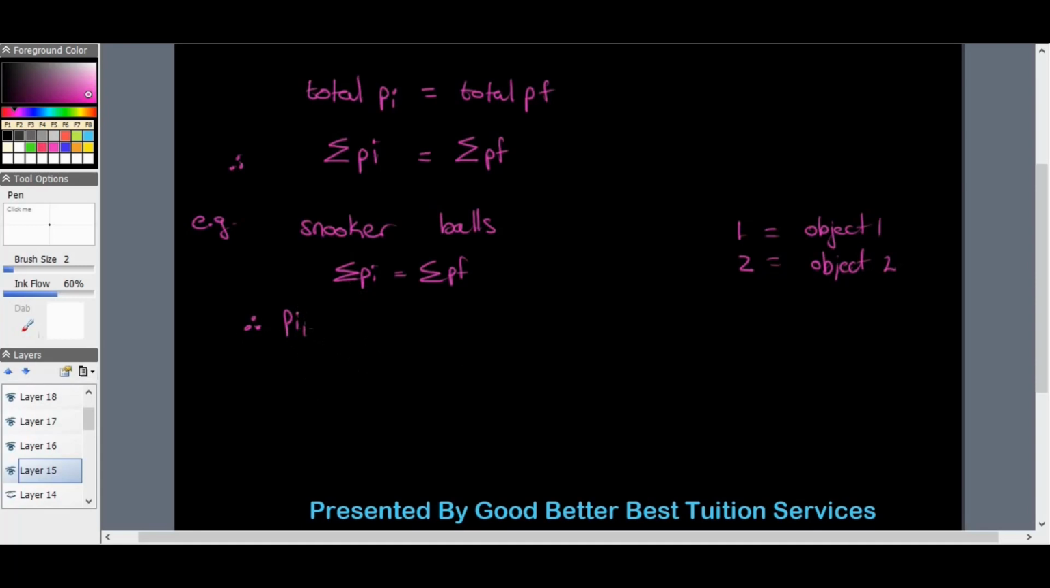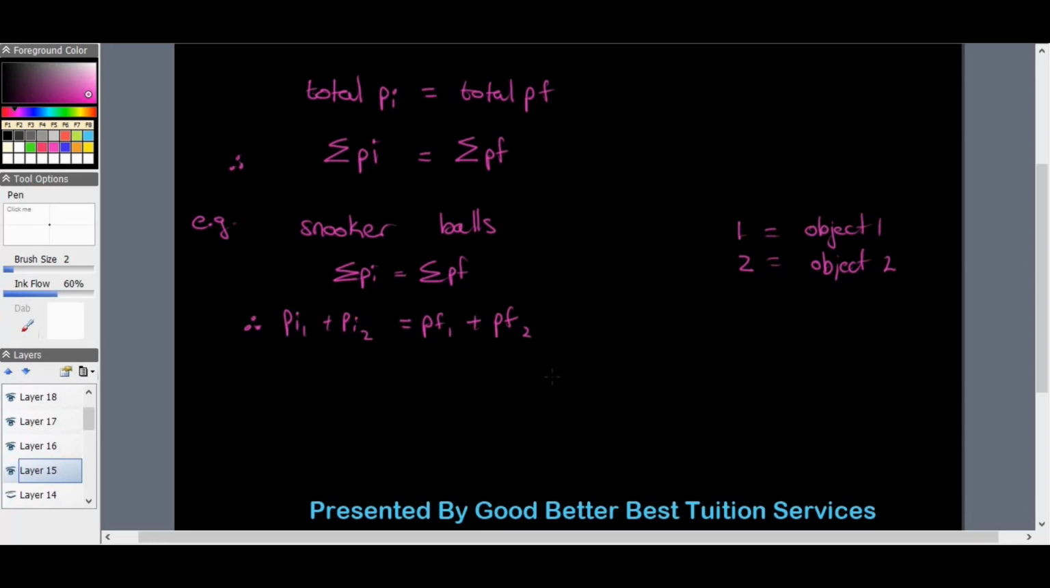PI1 plus PI2, because if two snooker balls are colliding with each other they must have momentum of their own individually, right? But when they collide, two snooker balls, they obviously move away from each other. They move away from each other. So then they must have a final momentum too. PF1, the final momentum of the first snooker ball, plus the final momentum of the second snooker ball.